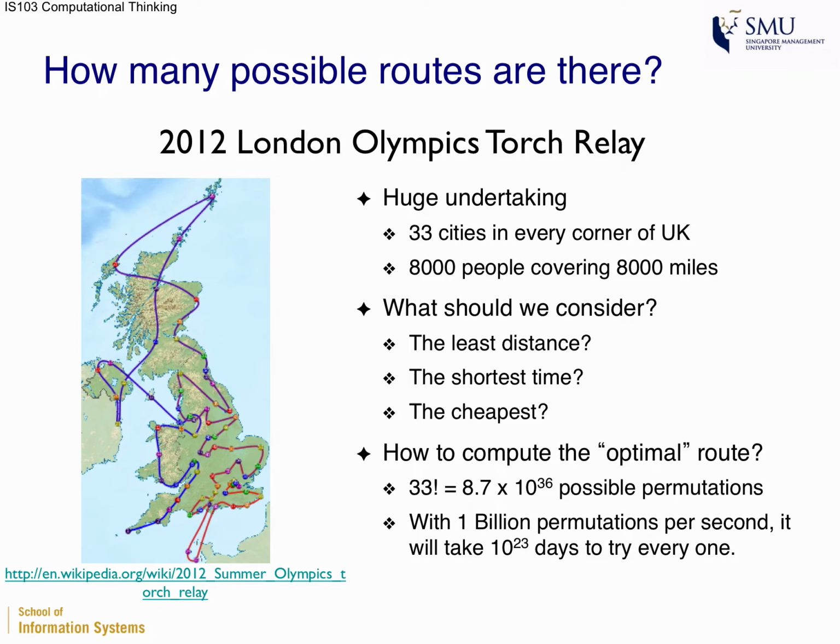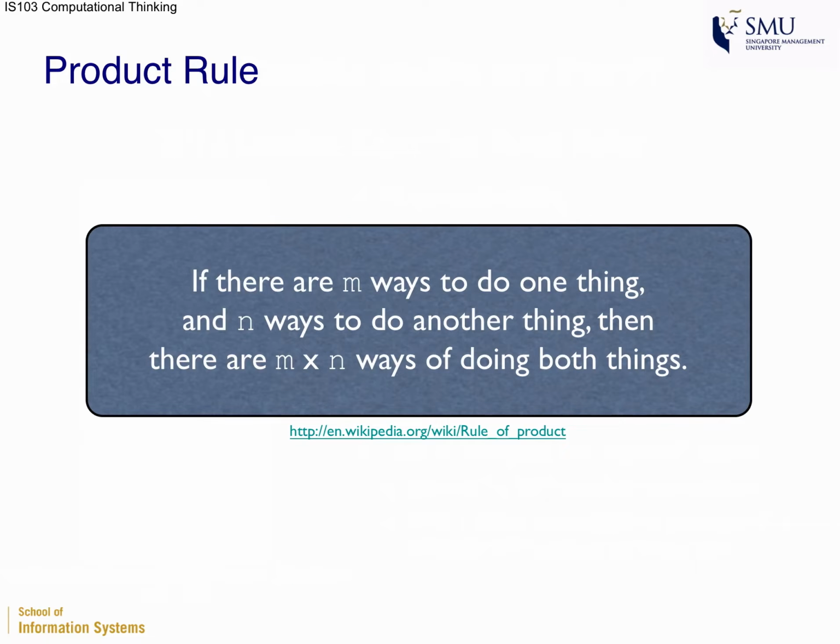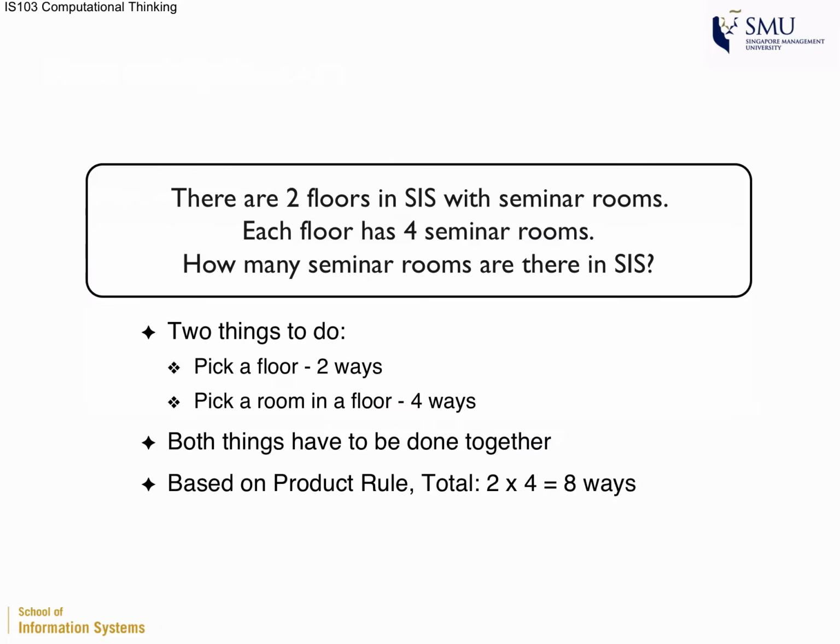Now, let us first start with product rule. In the case of product rule, we are looking at m ways to do one thing and n ways to do another thing, and therefore we are going to have m times n ways of doing both things. In this case, we want to do both things at the same time, and therefore we need to multiply the number m and the number n, because these are the number of choices that each thing has. Now, let's look at an example.